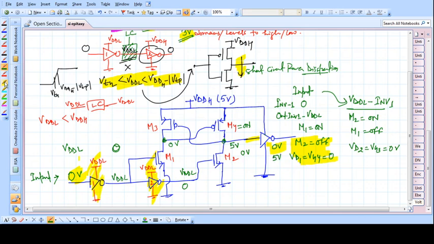So again I am repeating the same thing. When we are giving VDD-L, output will be 0 here. Okay, so that will cause M1 to be off. Then M2 becomes on, and when M2 is on, this will become 0 volt, and after this inverter the output will become 5 volt.